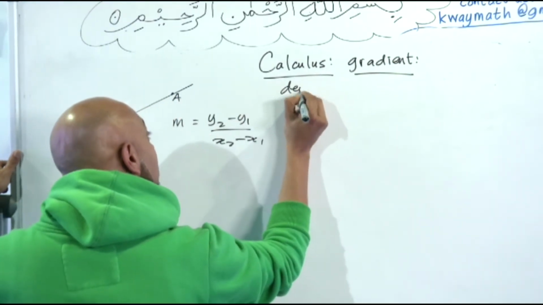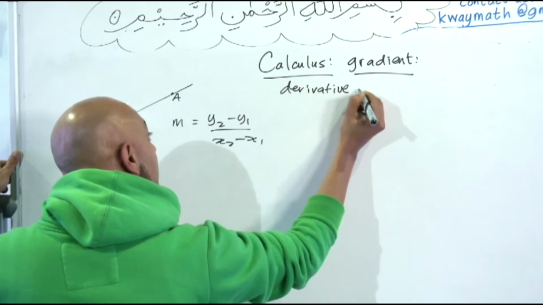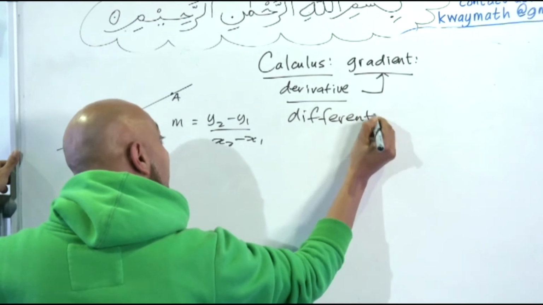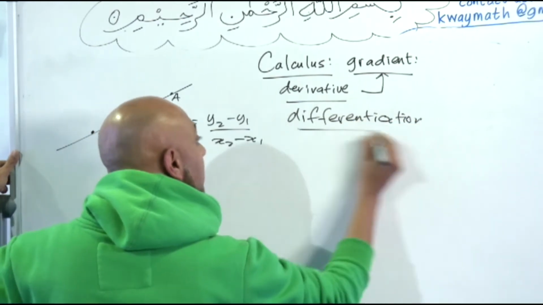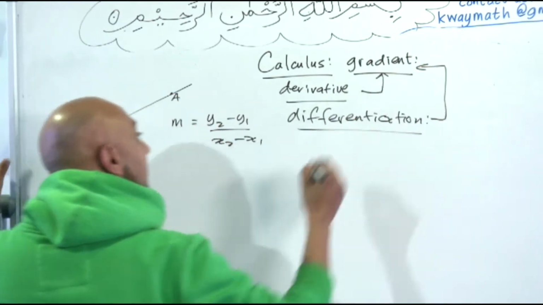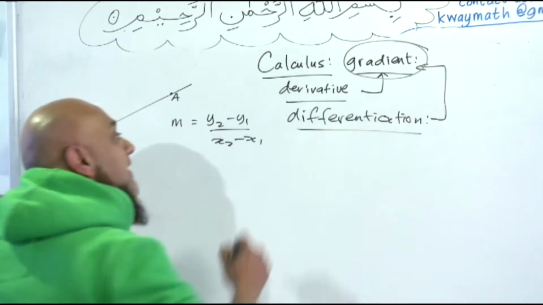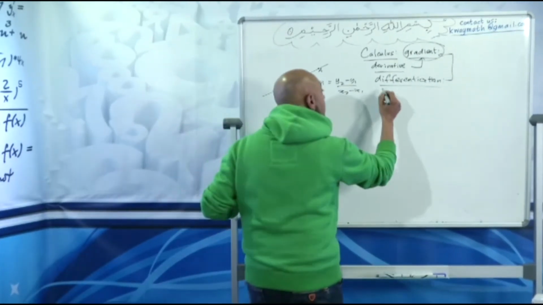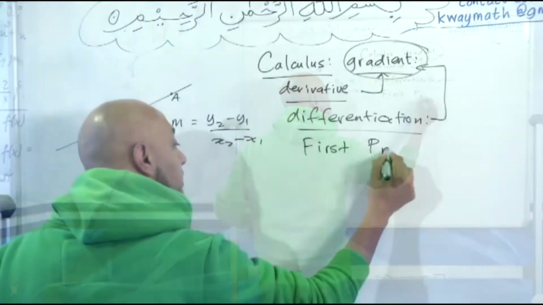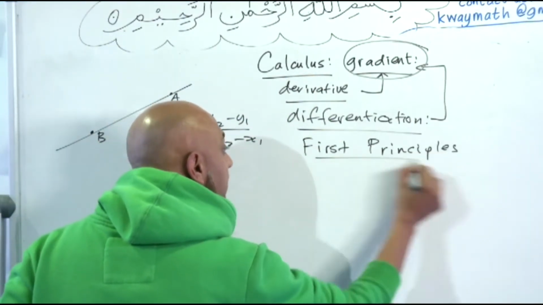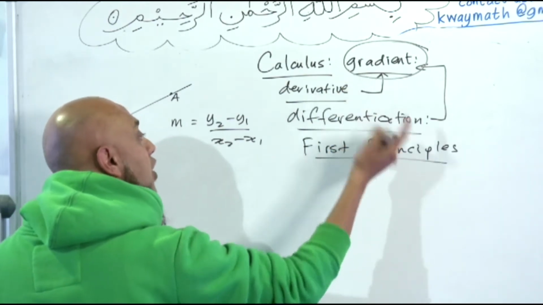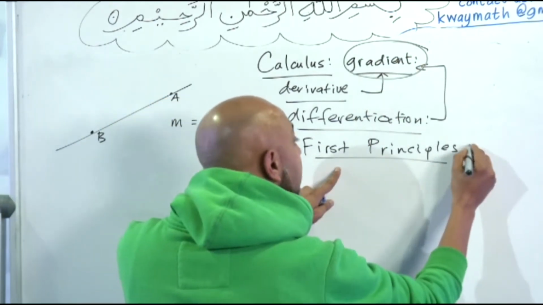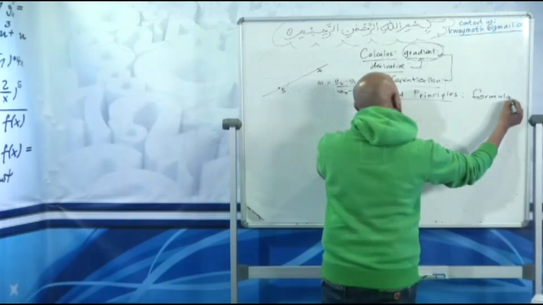The word derivative means gradient. The word differentiation means gradient. All these three mean the gradient. We are finding the gradient, but they are different processes. And one more, the words first principles. So first principles, derivative and differentiation all deal with finding the gradient. First principles deals with finding the gradient using the formula, and that we will get to now.